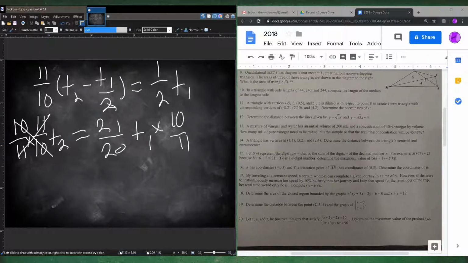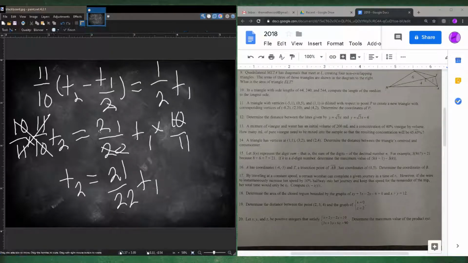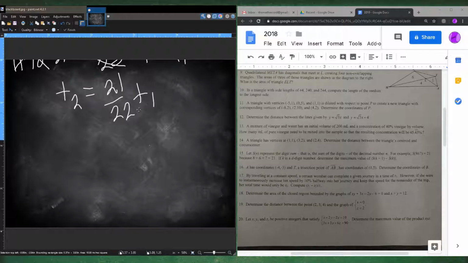So this cancels out, and we just get t2 left. So t2 is equal to, this 10 cancels out with this 20 to a 2. So this would just be 21 over 22, right? So 21 over 22 of t1. And that's what we have. This is the relationship between t1 and t2.